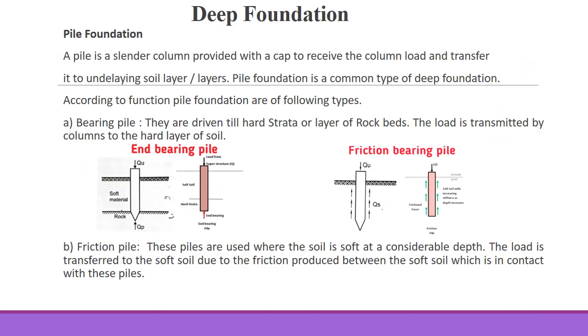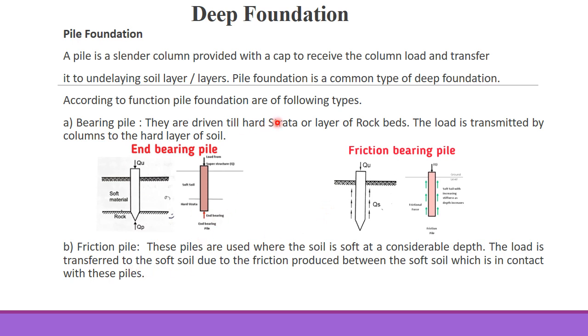Next is deep foundation. There are three types. One is pile foundation, next one is pier foundation, finally well foundation. First, we have to see the pile foundation. A pile is a slender column provided with a cap to receive the column load and transfer it to the underlying soil layers. Pile foundation is a common type of deep foundation. According to the function of the pile foundation, there are the following types. One is a bearing pile. Next one is a friction pile.